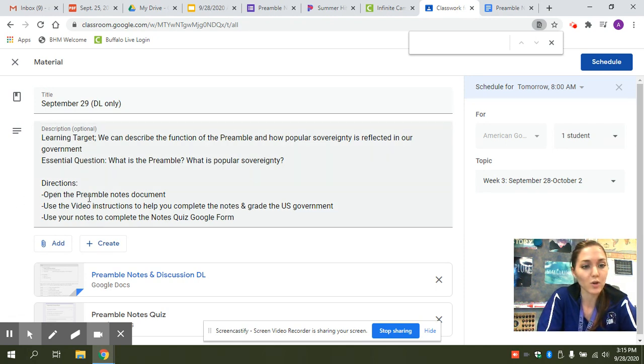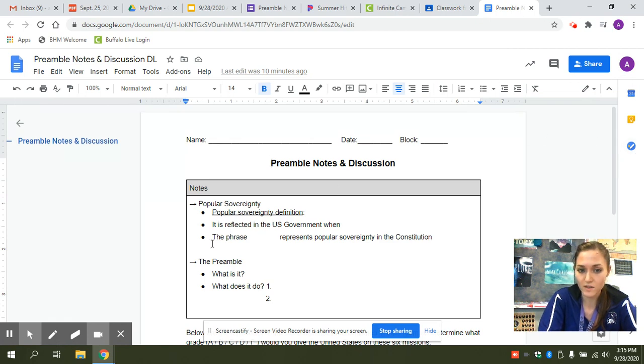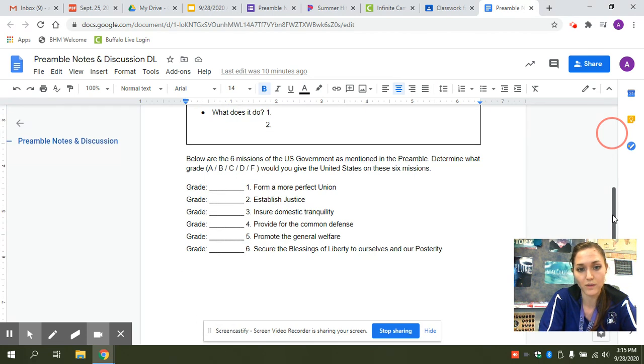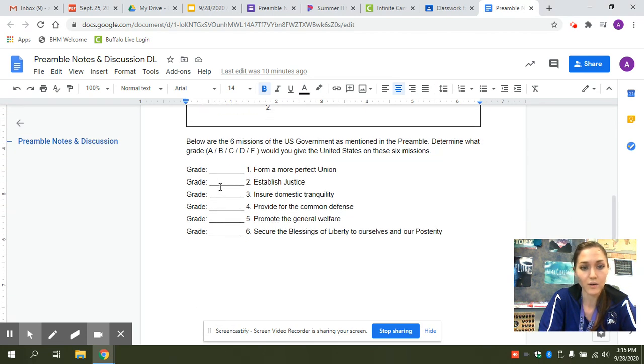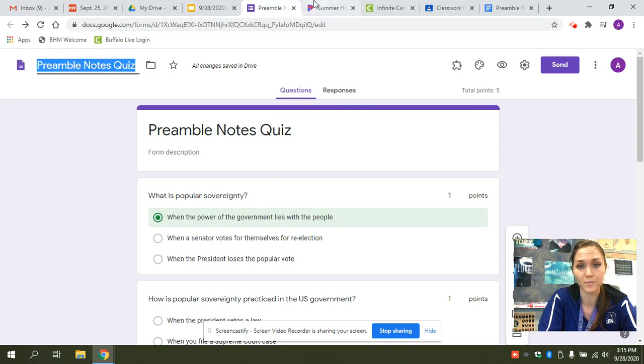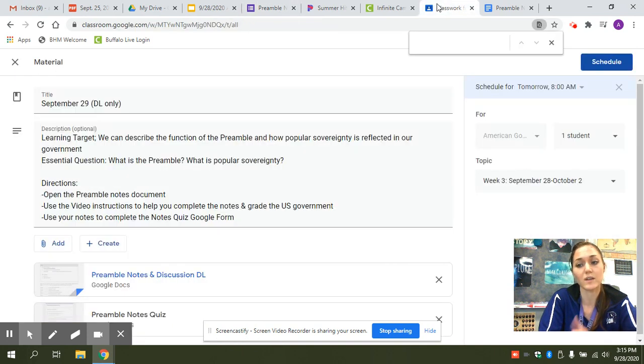Okay, you're going to go ahead and open up the preamble notes document right down here and it's going to look like this. This box is the only set of notes that you really have to fill in and we'll go through that in this video. And then you're going to grade the government based off the 6 different missions that are in the preamble. I'll describe what each and every one of these missions means, so it's a little easier to grade them. And then once you're finished, you're going to open up the preamble notes quiz, and you're literally just going to take a quiz using your notes, and it should be some 5 easy points to boost your grade right away.